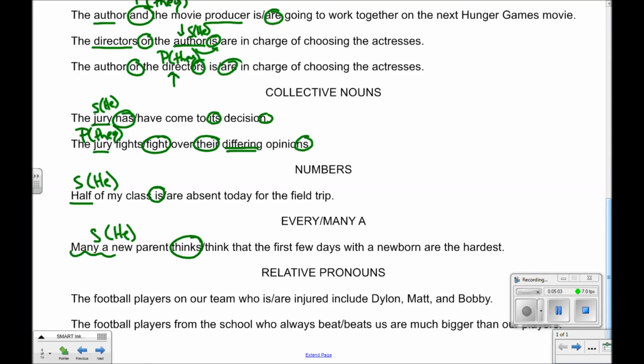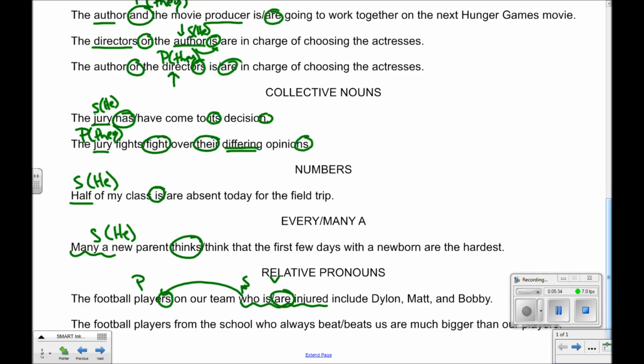We need to look at the clause, who is or are injured, and we need to determine what that's modifying. It's not modifying the team, it's modifying the players. So the subject and the verb of the clause are who and either is or are. So I need to determine if who is singular or plural based on what it modifies. Since players is plural, that means who is plural. So then I would say who are injured.